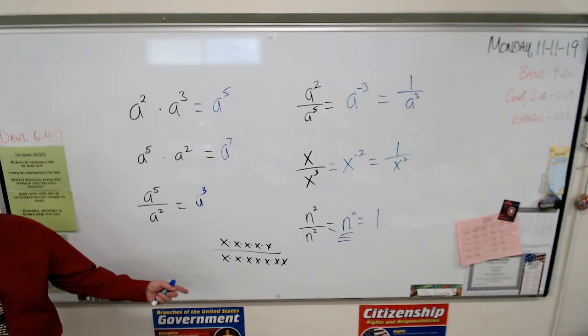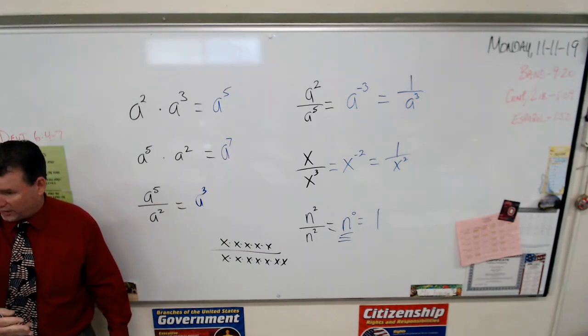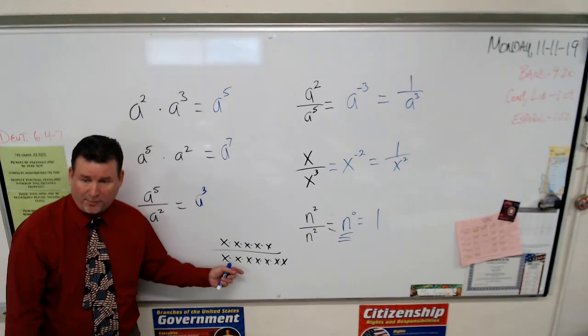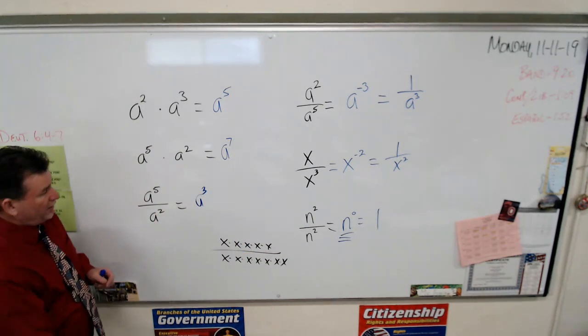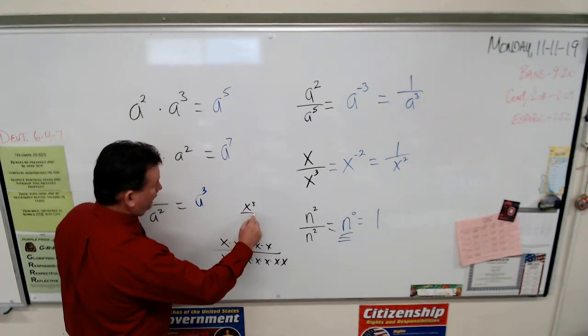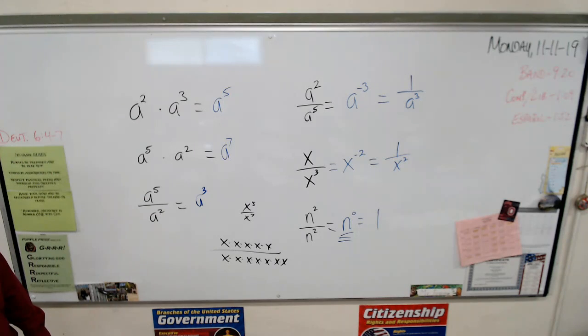Raise your hand if that doesn't make sense. Is this x to the 5th? X times x times x times x times x. Is this x to the 7th? X times x times x times x times x times x times x. Okay, what would you do if you had x to the 5th over x to the 7th? You would subtract the exponents, right? And you would get x to the negative 2.